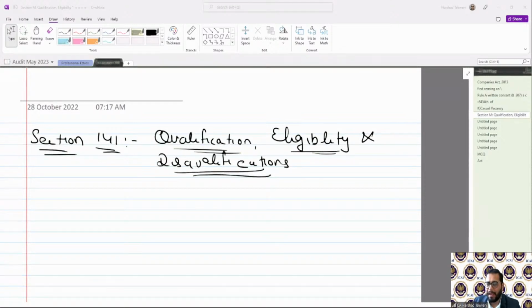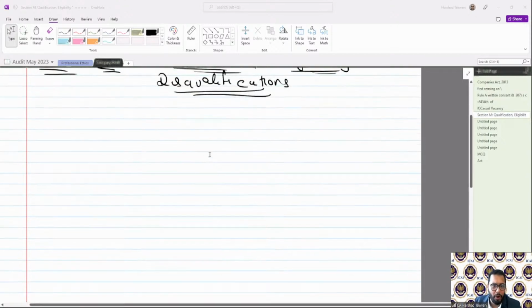Now, what does section 141 say? Section 141 says that a CA in practice or a partner in a firm can be appointed as an auditor. That's a plain thing. In the same way we saw in professional ethics also, a corporate form of accountancy is not eligible to be appointed as an auditor. So a person shall be eligible for appointment only when he is a chartered accountant, provided it can be a firm also of chartered accountants practicing for accountancy and audit.